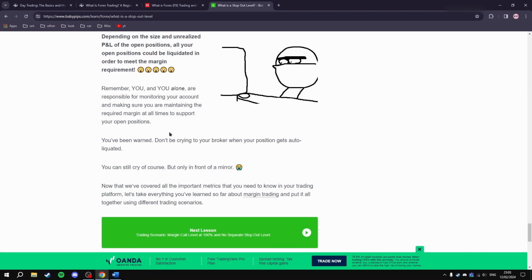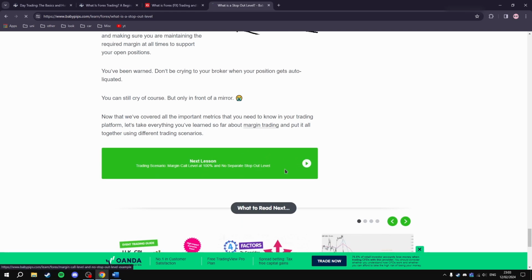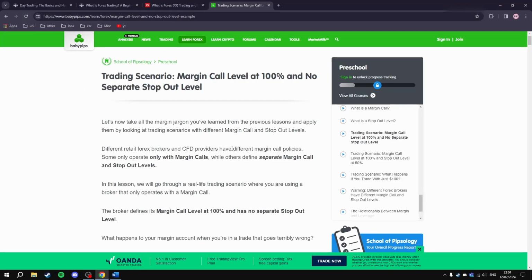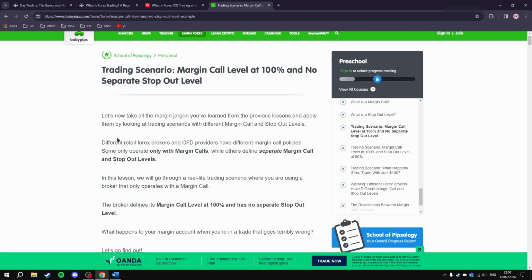Now that we've covered all the important metrics that you need to know in your trading platform, let's take everything you've learnt so far about margin trading and put it all together using different trading scenarios. Right, trading scenario. Margin call level 100% and no separate stop out level. Let's now take all the margin jargon you've learnt from the previous lessons and apply them by looking at trading scenarios with different margin call and stop out levels.